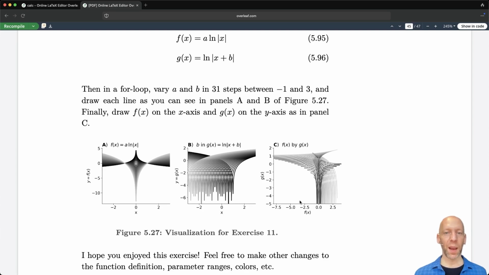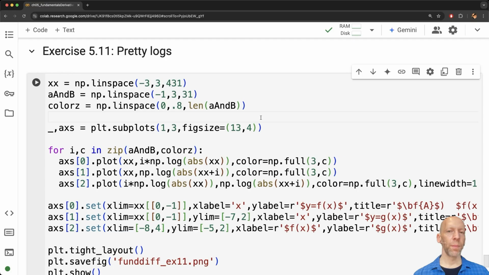So now notice x is not plotted on any of the axes. It's implicitly drawn. Instead, we have the function values f of x on the x-axis, and the y-axis is the function values for g of x. So I call this function pretty logs because it's log functions, and I think the graph looks nice.